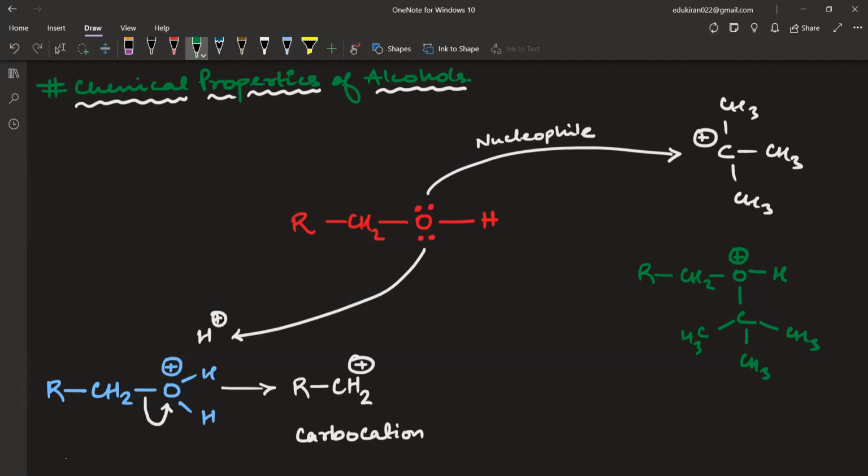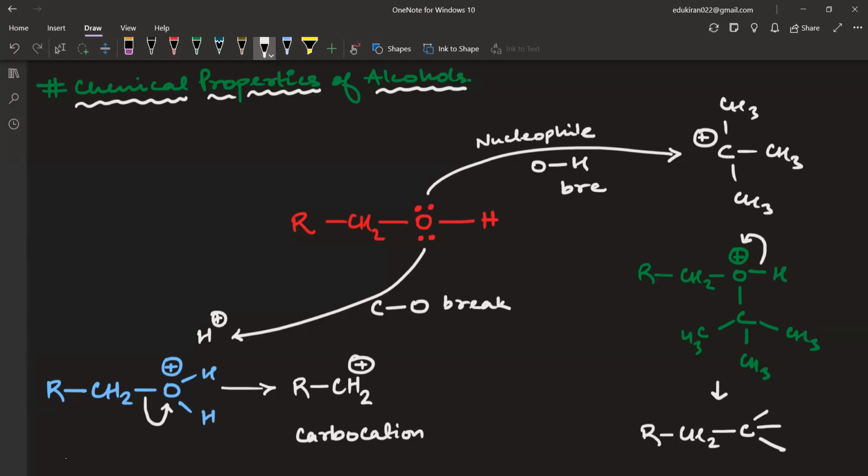Now, what is going to happen? This hydrogen is going to leave. This hydrogen will give electrons to the oxygen atom and it is going to form R CH2 O carbon with 3 methyl groups. The thing that you have to see here is, if I'm acting as an electrophile, in this case the carbon-oxygen bond is breaking. And in this case, the oxygen-hydrogen bond is breaking.